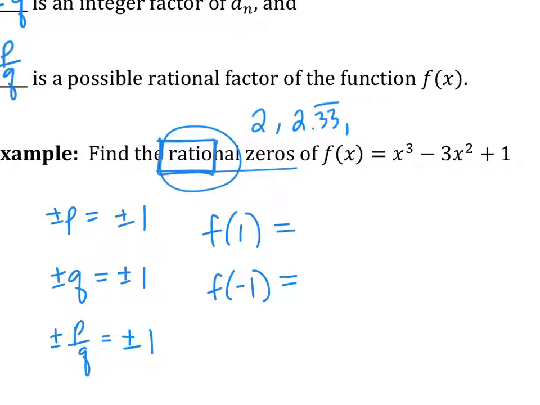So go ahead and try it. f of 1 is equal to what? Minus 1. And then f of negative 1? Negative 3. So are they zeros? No. What does that mean? Are there no zeros in this whole function? That's not possible, right? It tells us there are 3 zeros. So what does that mean?